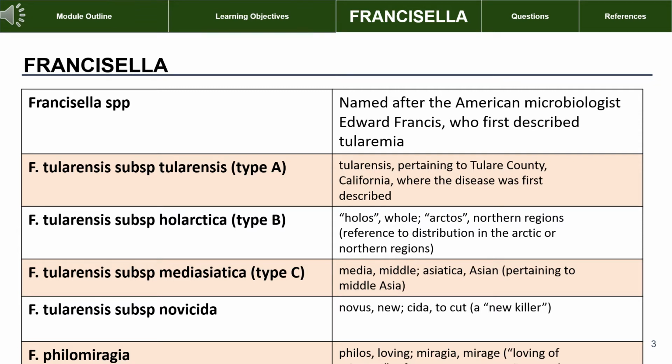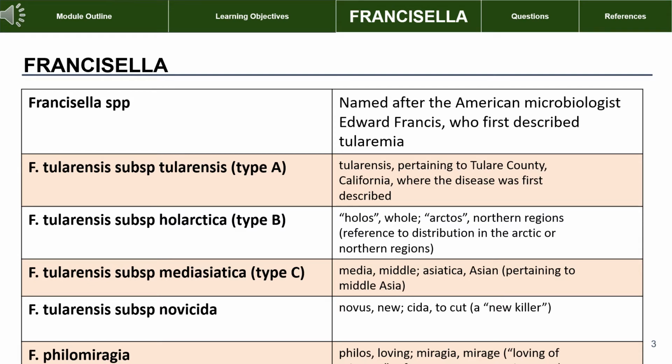And then next we have Francisella tularensis subspecies mediasiatica, or type C. Media meaning in the middle, asiatica, so on the Asian side of the world. So it pertains to Middle Asia. Next, we have Francisella tularensis subspecies novicida. Novus meaning new and cida meaning to cut. So a literal translation would be new killer.